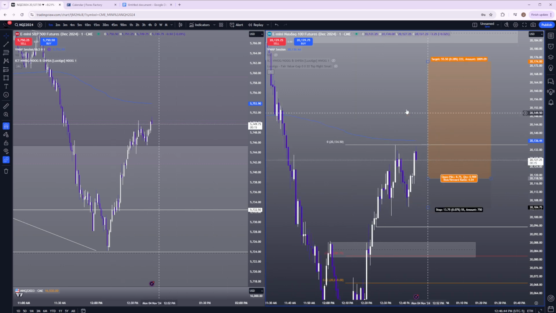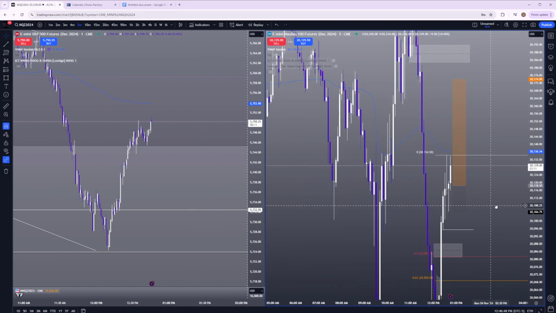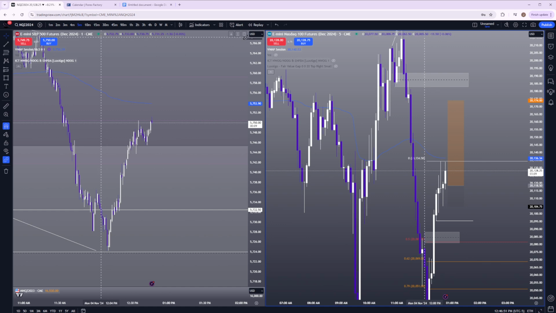All right, guys. I'm just waiting for us to break through VWAP here for price action to start getting a little bit more order flow, a little more volume.